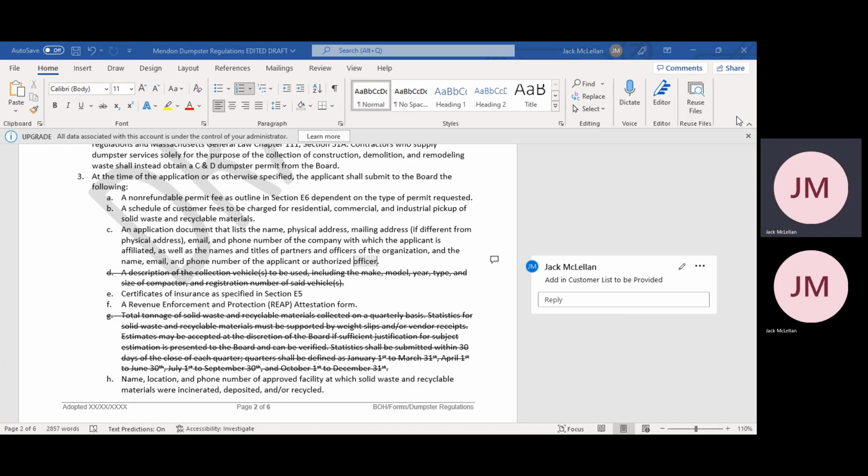You want to make a motion? I make a motion to adjourn the meeting. Second. All in favor? Aye. Aye. Okay, meeting's adjourned. Thank you very much, gentlemen.